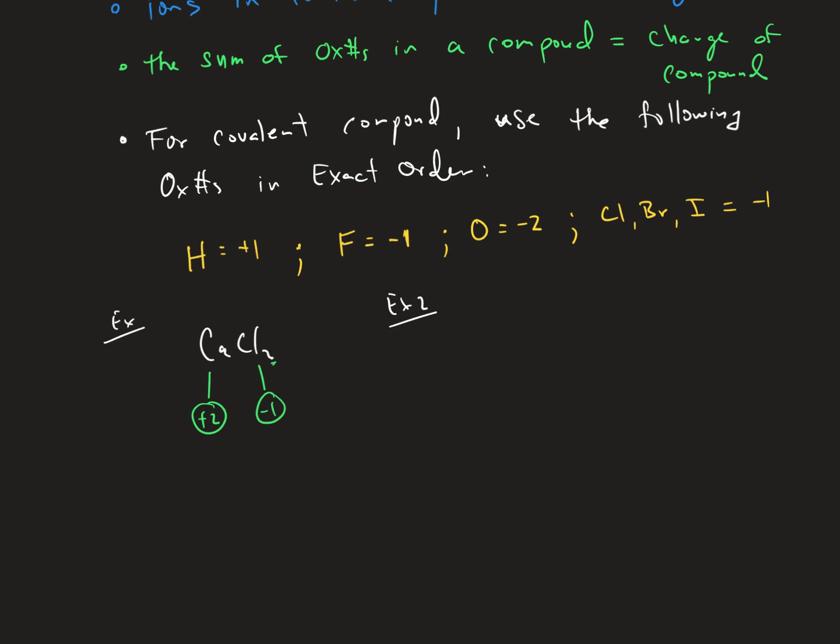Let's do CO3 2-. Now this is a covalent compound. Well, it's a polyatomic ion that's charged, right? All right, so we've got to figure this out. Which are we going to check first, carbon or oxygen? We can only do one first.